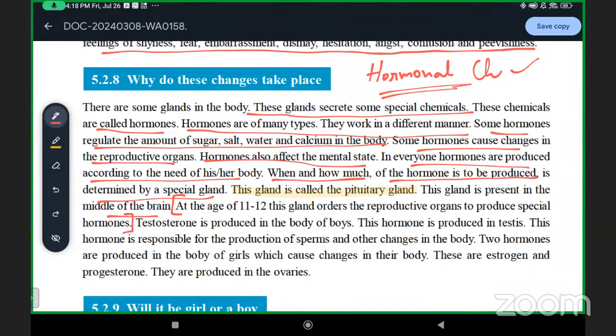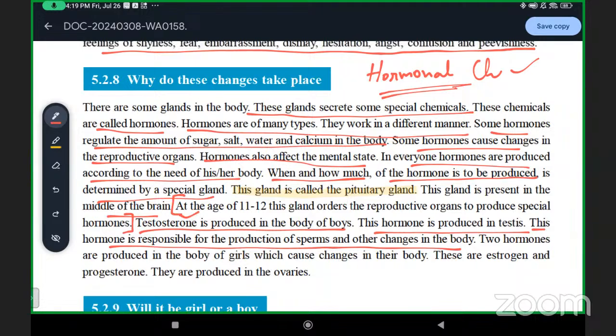Okay. Testosterone is the hormone that is produced in boys. It is produced in the testes of males. Okay. It is responsible for production of sperm and other changes in the body. Okay. When sperms are produced in the body of men and when changes take place in them, the hormone that is responsible for it is known as testosterone.